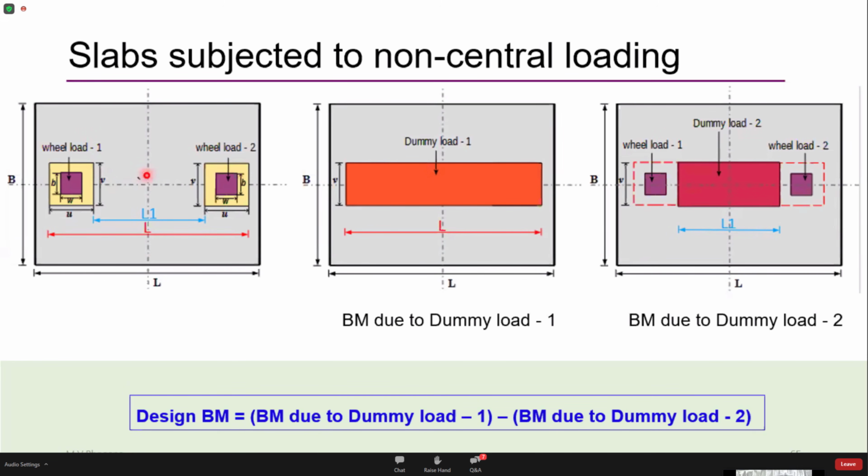So let's see here, I have a slab panel B and L. Let's say there are two wheel loads that are not acting at the center. The contact length of the wheel dimensions are B and W respectively, and U and V are the lengths of the dispersions. Let's say that these wheel loads are separated by a distance L1, and the end distance between the dispersions is, let's say, L.